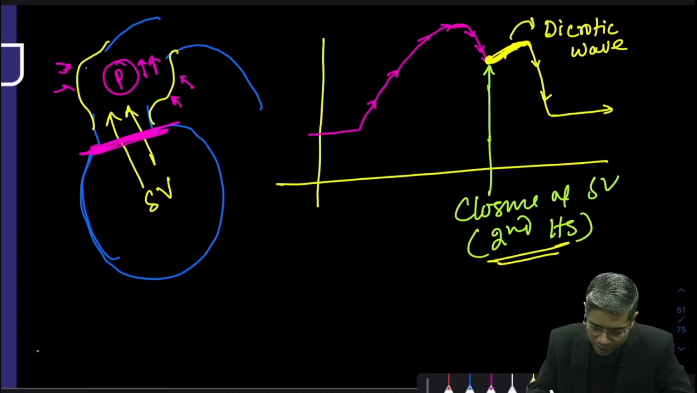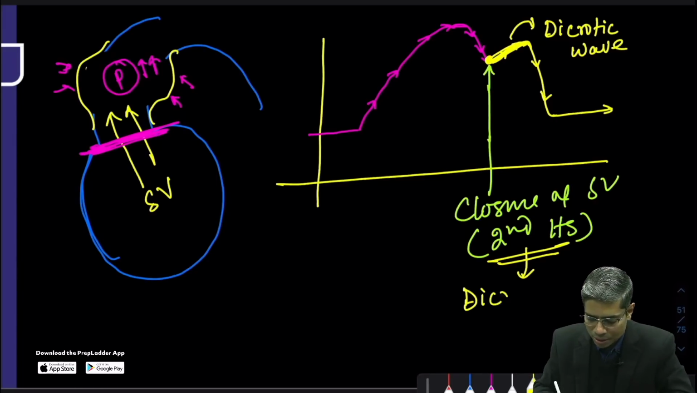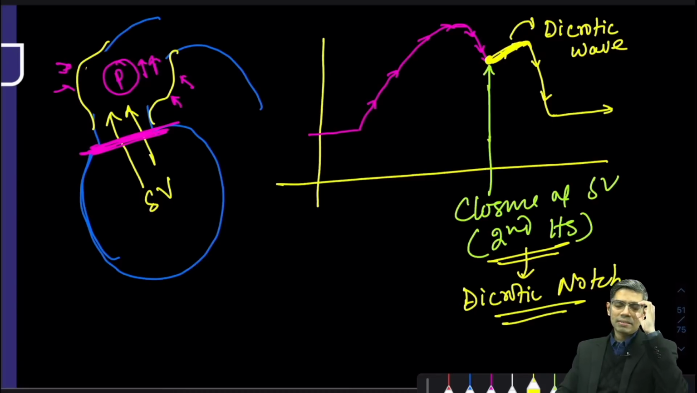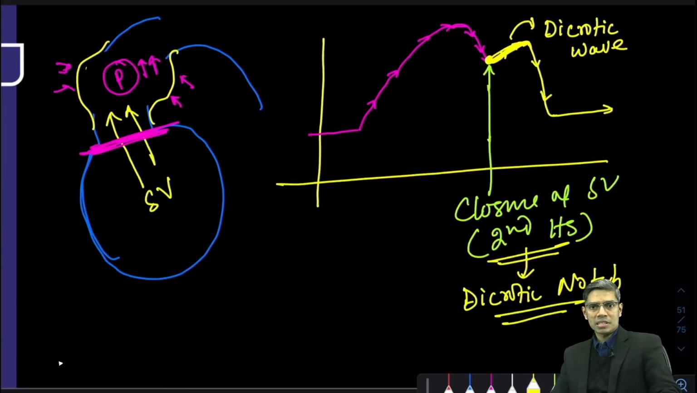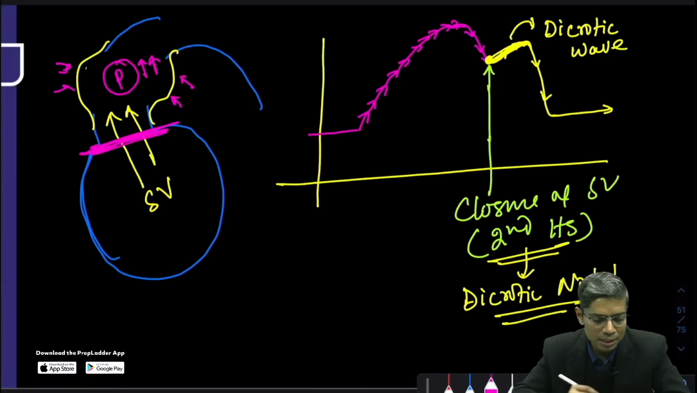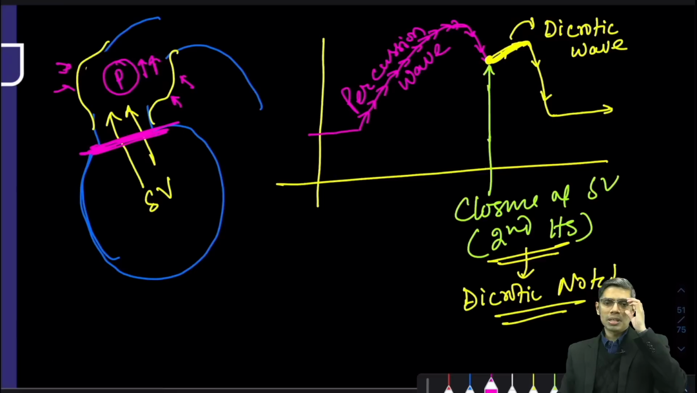So the point where the valves close, there is a notch. This notch is known as the dicrotic notch. After the notch, the wave appears. The notch corresponds with the second heart sound, the closure of the semilunar valves. After the notch, you are getting a wave, that is the dicrotic wave. And the wave which is created by the ejection of the stroke volume, the wave happening during ejection of the blood, is known as the percussion wave in aortic pressure.